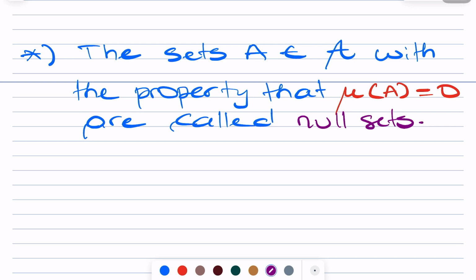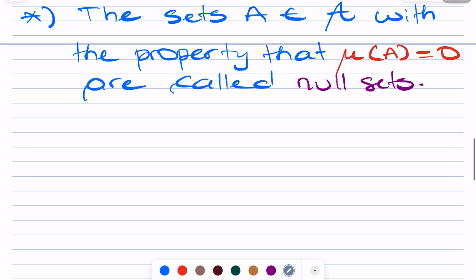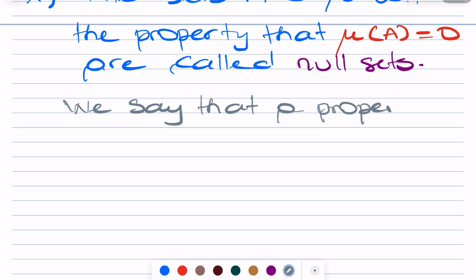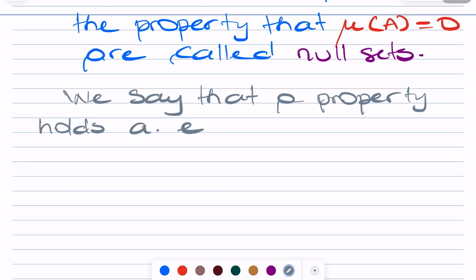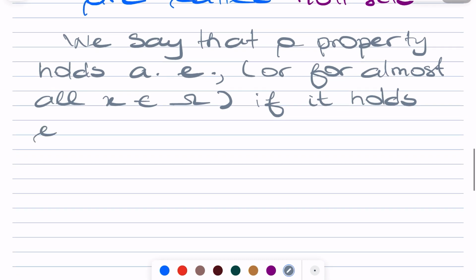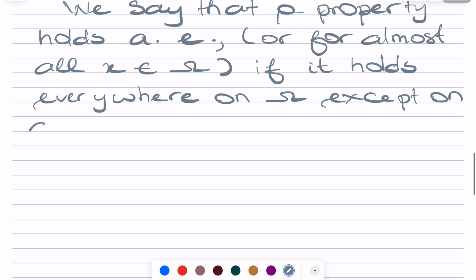And again, we say that a property holds almost everywhere, or for almost all x in Omega, if it holds everywhere on Omega except on a null set. Okay, good.